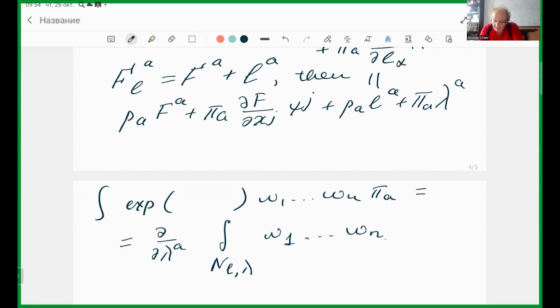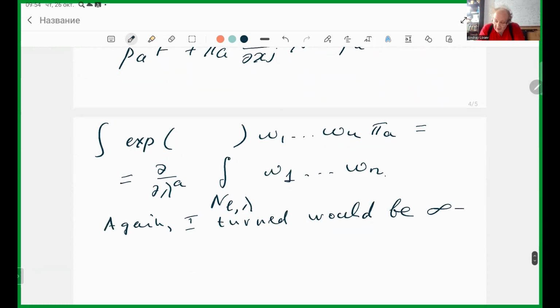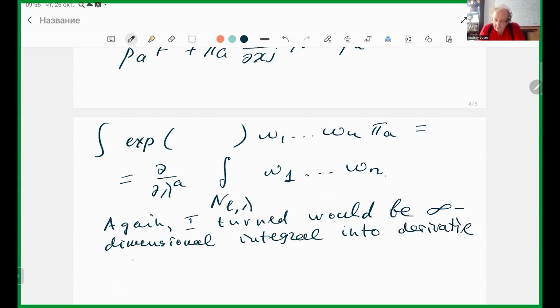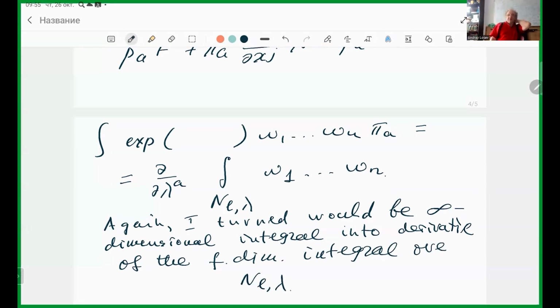Once again, I turned what would be an infinite dimensional integral into a derivative of the finite dimensional integral over n lambda L. Okay, so it is a trick.